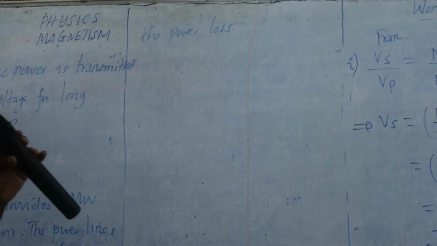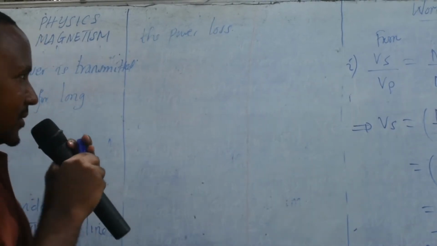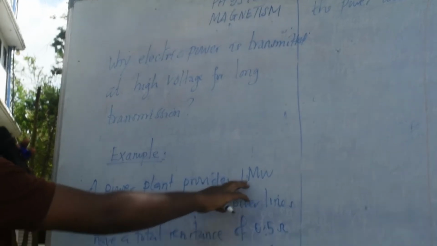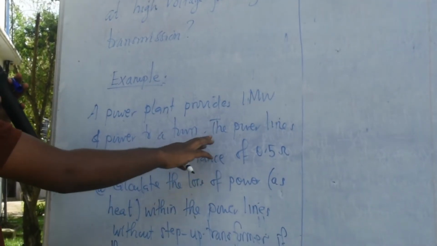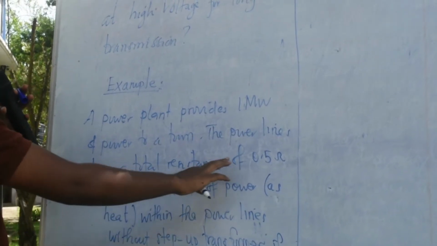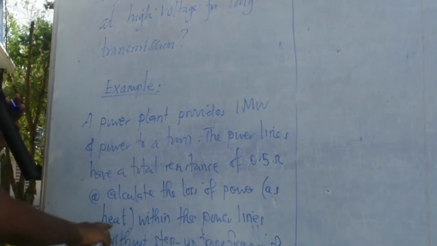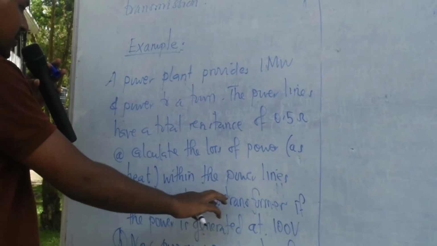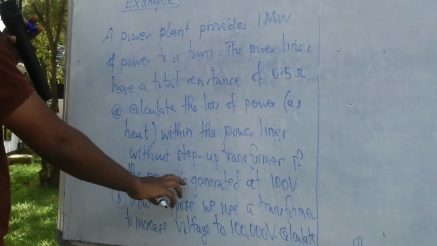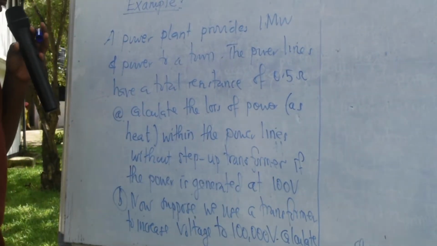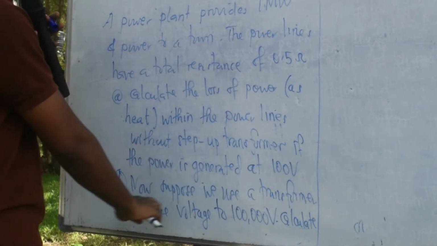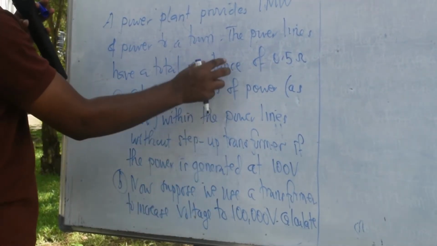Okay, so let us solve this question, then I can conclude my lesson. We are having a power plant that provides 1 megawatt of power to a town. The power lines have a total resistance of 0.5 ohms. Then calculate the loss of power as heat within the power lines without a step-up transformer if the power is generated at 100 volts.